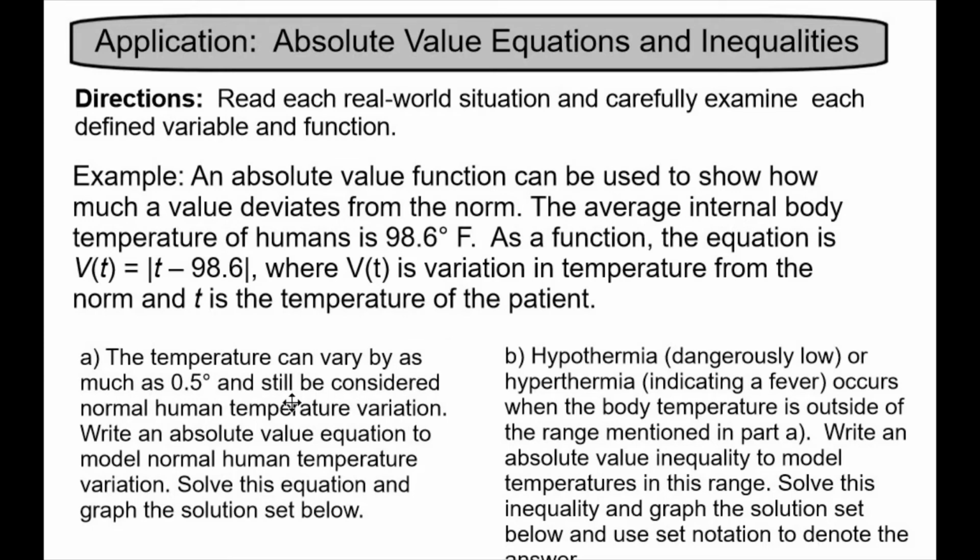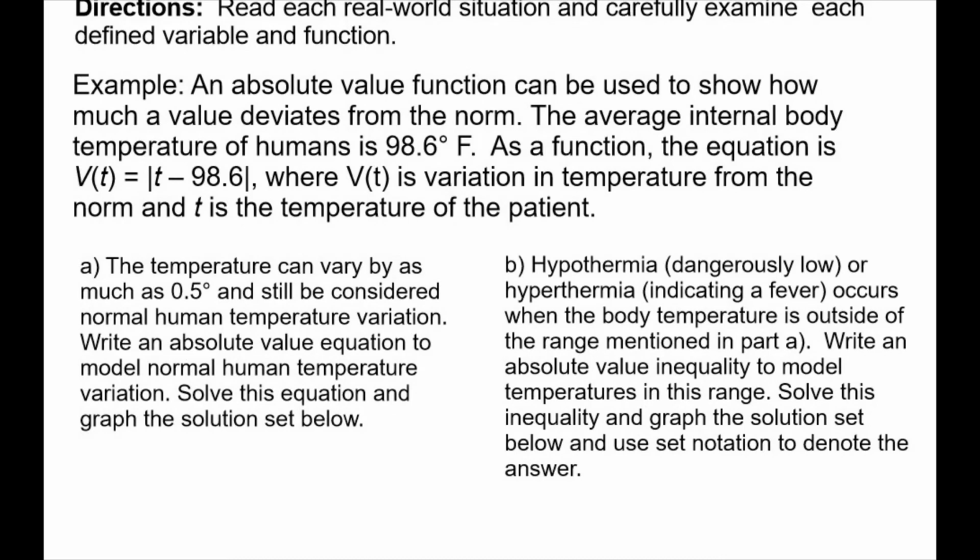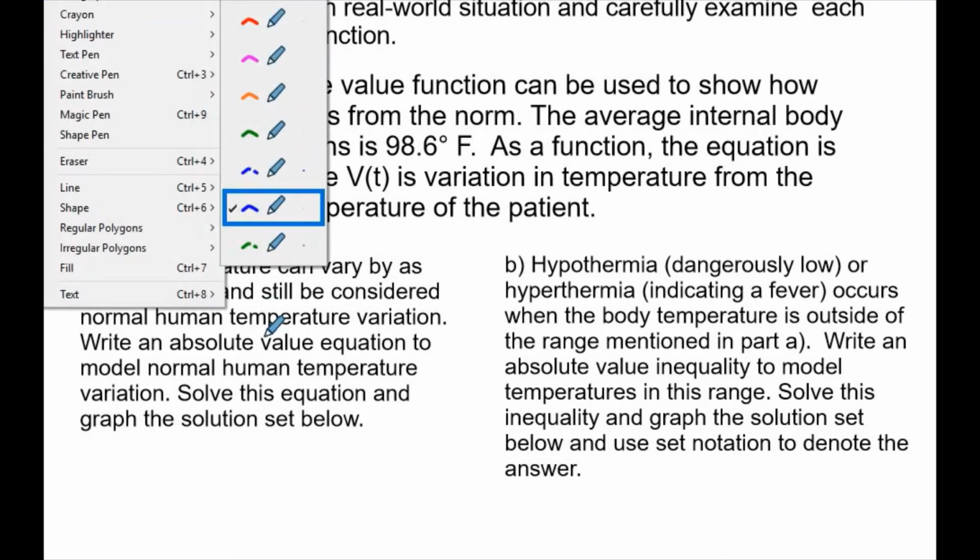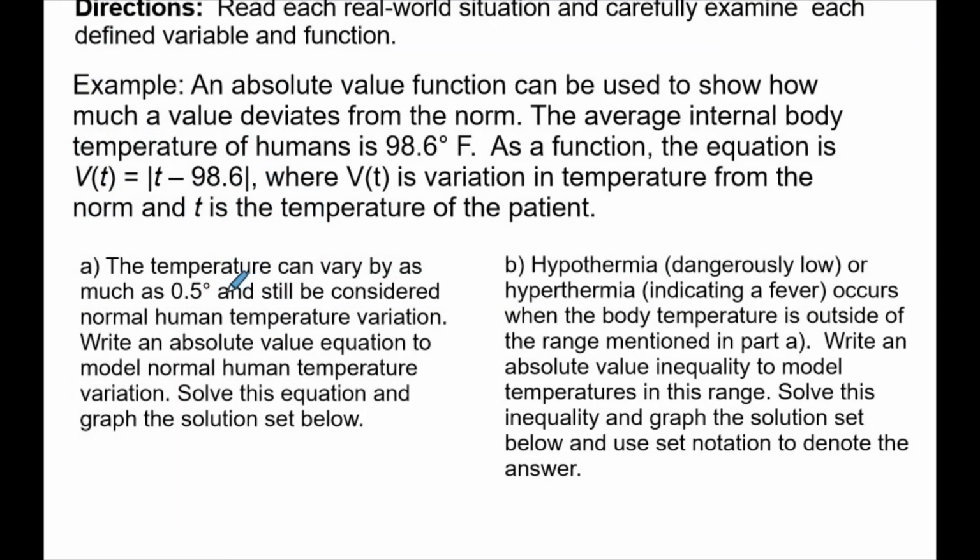Part A. The temperature can vary by as much as 0.5 degrees and still be considered normal human temperature variation. Write an absolute value equation to model normal human temperature variation and solve this equation and graph the solution set below. So this is a great example of an SAT or standardized test question in which they actually give you the equation and they just ask you to solve. So sometimes there's work to do, but in this case, all you have to do is take this number and put it in for variation. So it's just going to end up looking like this, and then you just have to know how to solve it using an absolute value model. So that's not so bad, other than the fact that it's a word problem and you have decimals.